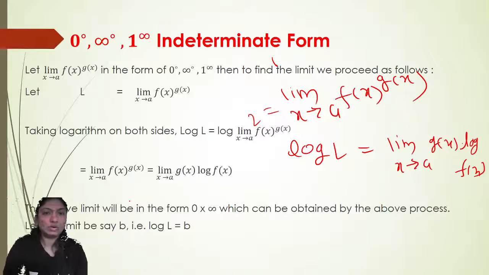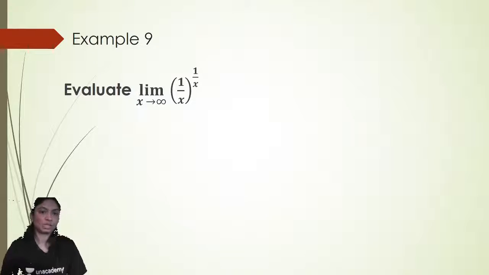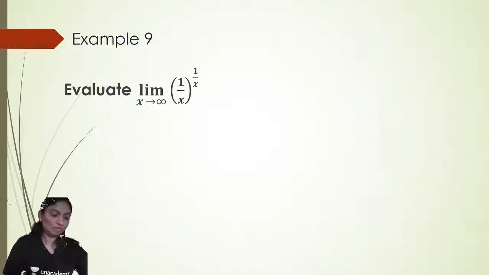Okay. Now let's see limit as x tends to infinity, 1 upon x raised to 1 by x. So what will happen? Limit as x tends to infinity, 1 upon x raised to 1 by x. So put x tends to infinity. So 1 upon infinity means 0, 0 raised to 1 upon infinity. So it is 0 raised to 0 form. Right? Here is 0 raised to 0 form.